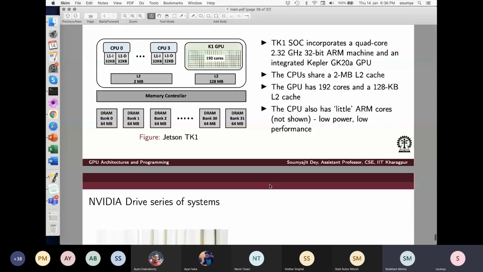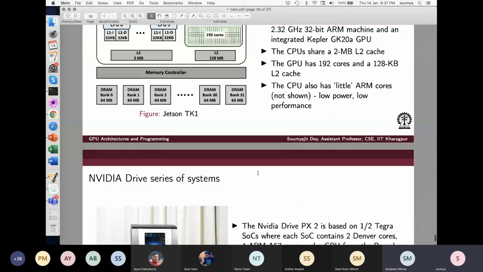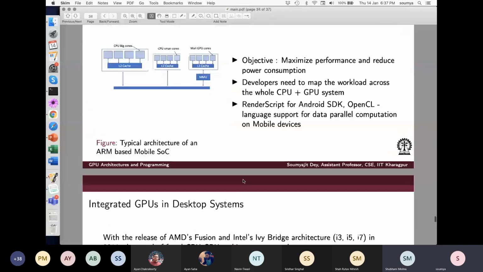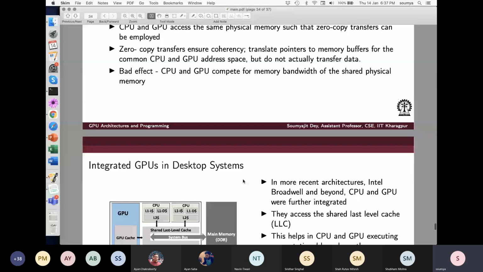Okay. But I am talking about the standard systems in your workstation or laptop. Okay. But if you look into this slide, we have also spoken about several different kinds of CPU-GPU systems where things may be different. So look into all this. In the last few slides, we will see about mobile GPUs and all that, where the architectures are different.